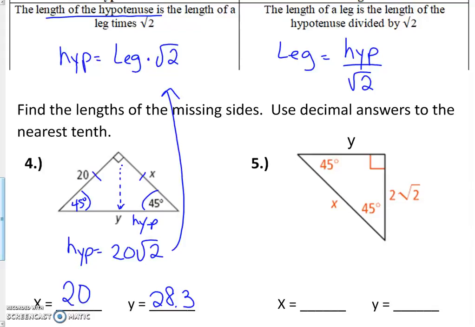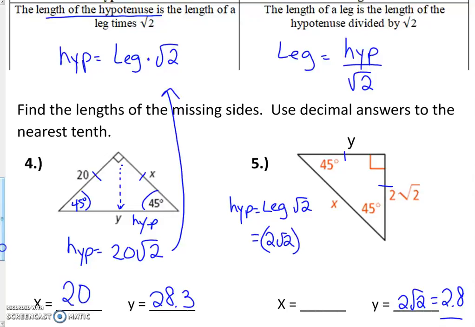All right, next picture. I've got the radical in there. You can keep it with the radical. So those are my two legs. They are equal to each other, so they are 2 radical 2, which if you change it to a decimal should be 2.8. So how do I find the hypotenuse? The hypotenuse is equal to the leg multiplied by the square root of 2. The leg itself was already a square root, so it's 2 square root of 2 multiplied by square root of 2. You can just do that on the calculator.